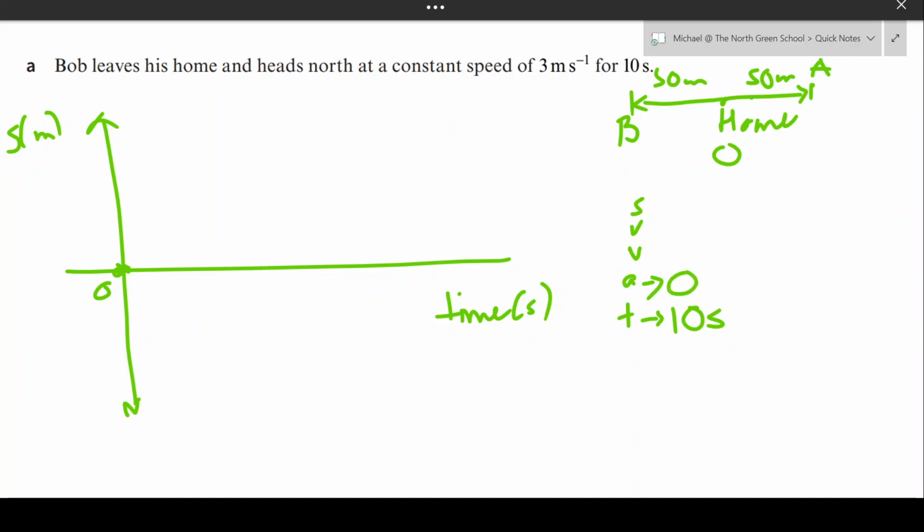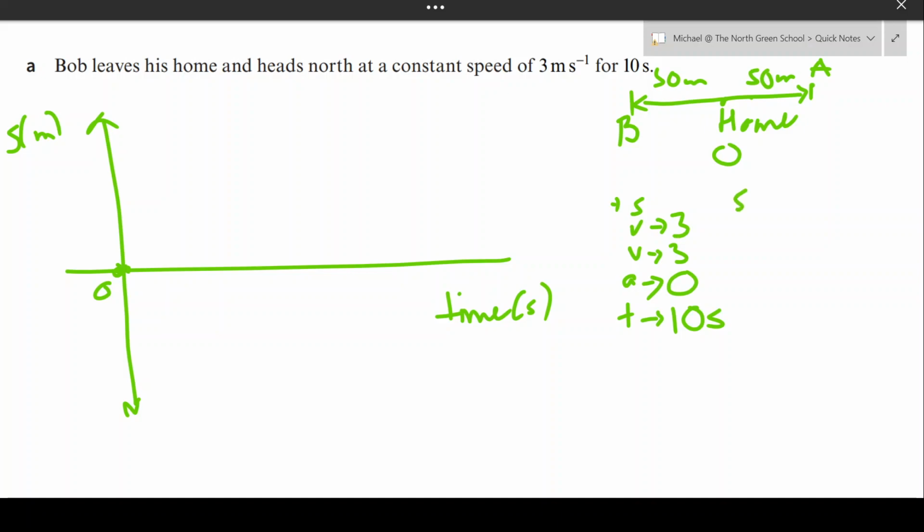Then 3 meters per second will actually be the initial velocity. That's the speed that he leaves home with. But in addition, because his speed is not changing, his final velocity should also be 3. Because if it's constant, at the start of the 10 seconds it will be 3, but at the end of the 10 seconds it should also be 3. Okay, so now we can figure out the displacement. We can use any equation we want.